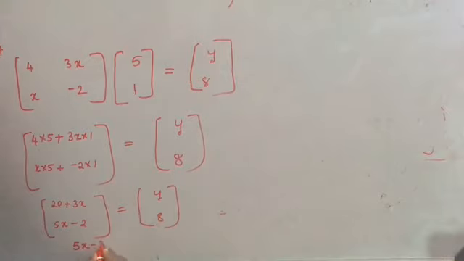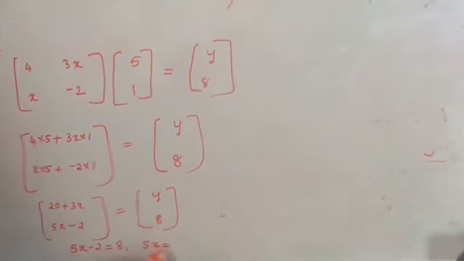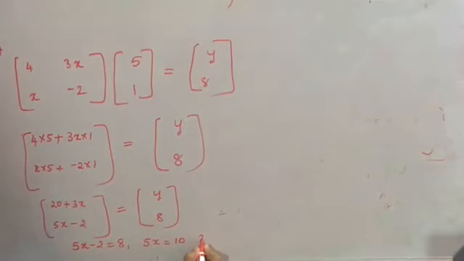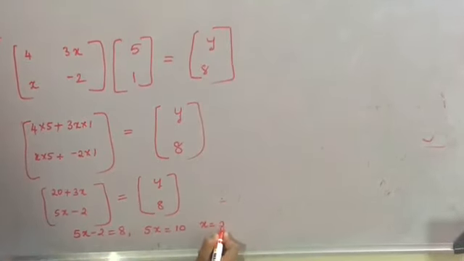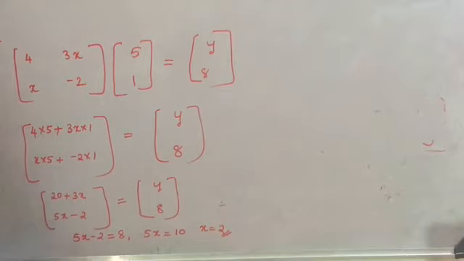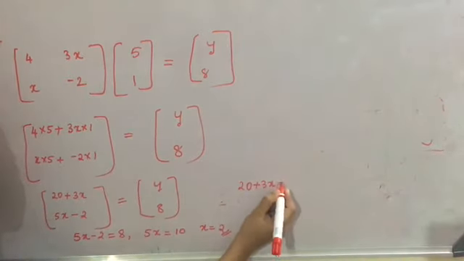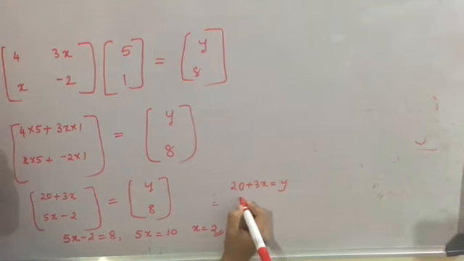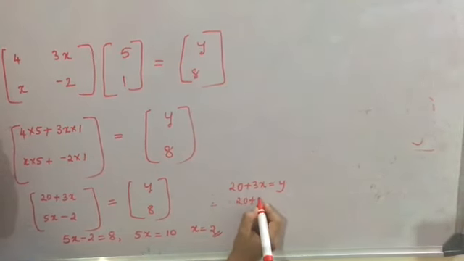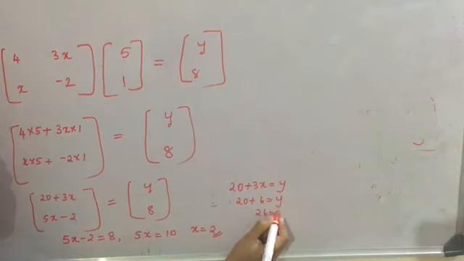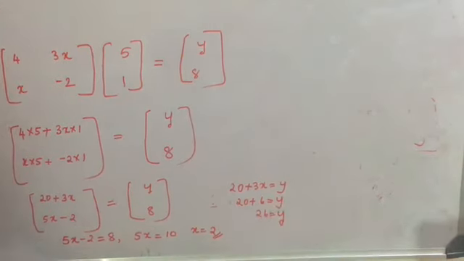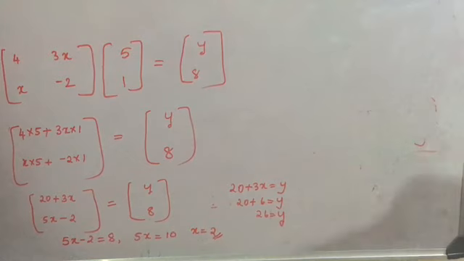5x minus 2 equals 8 gives you 5x is equal to 8 plus 2, that is 10. x is equal to 10 by 5, that is equal to 2. So substitute that in the first equation, 20 plus 3x equals y. 20 plus 3x, that is 3 into 2, that is 6, equals y. 26 equals y. So you get x is equal to 2 and y is equal to 26.